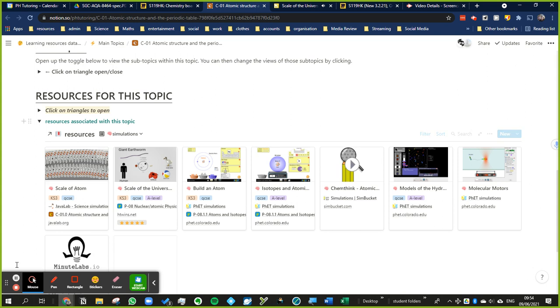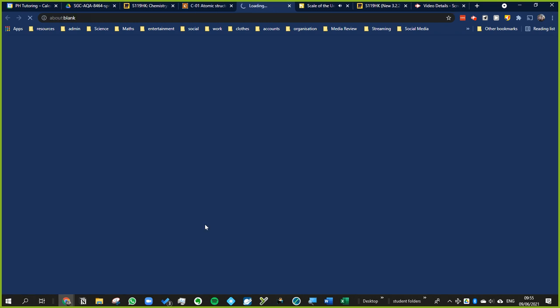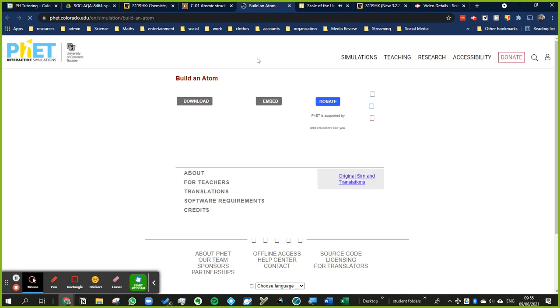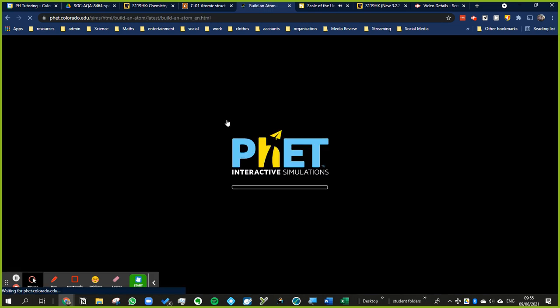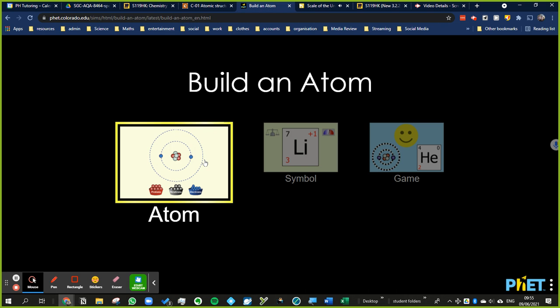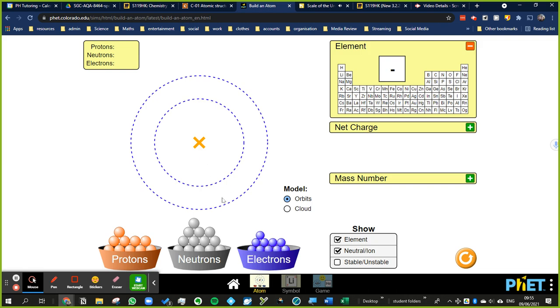I'm just going to pause the video for this bit here. So we're going to build an atom now. We click on the link, which takes us straight to the place. Press play for the simulation. This is from PhET. I use this a lot. So we're going to make an atom.